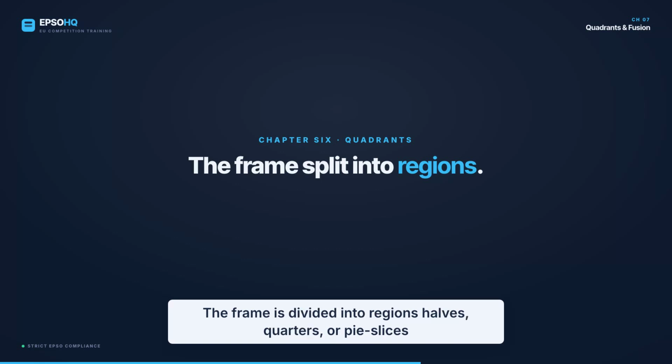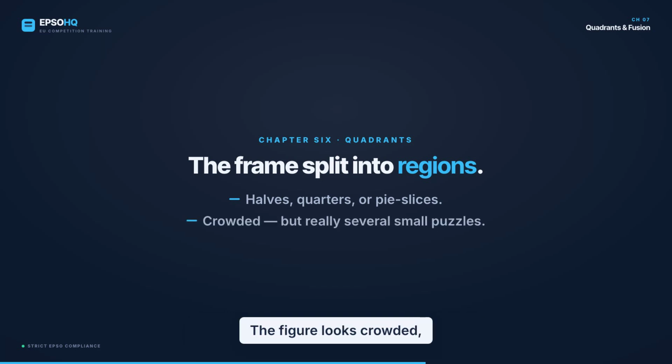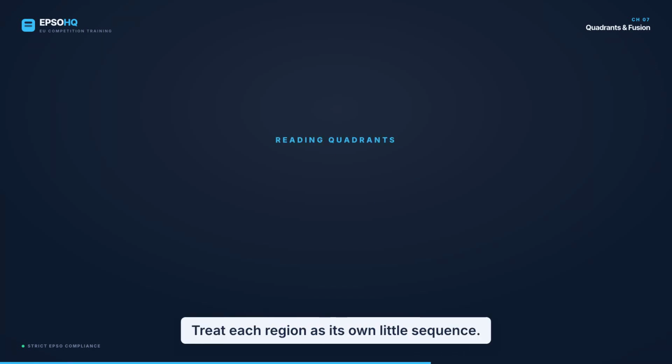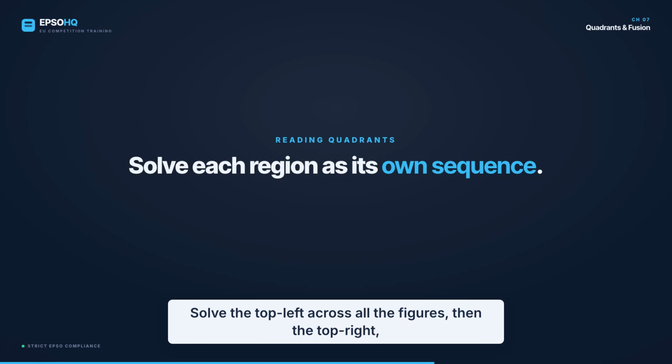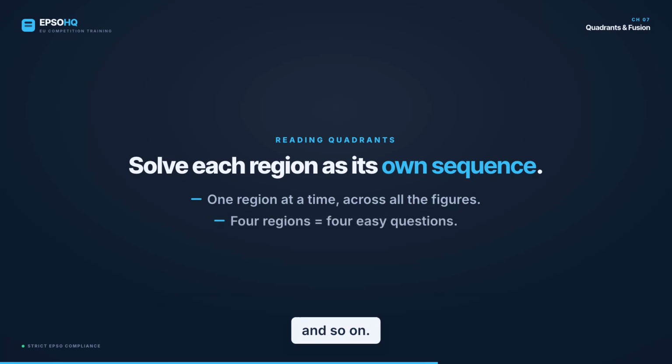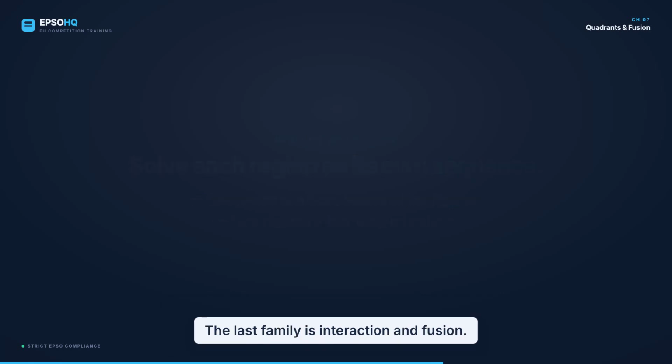The frame is divided into regions, halves, quarters, or pie slices, and each region carries its own content. The figure looks crowded, but it is really several small puzzles in one. So divide and conquer. Treat each region as its own little sequence. Solve the top left across all the figures, then the top right, and so on. A busy four-region figure is just four easy questions, stacked together.